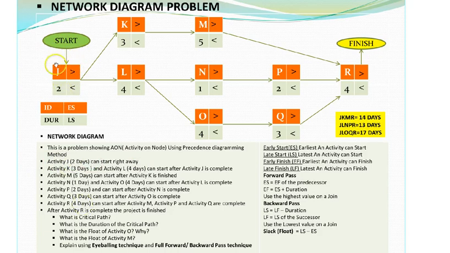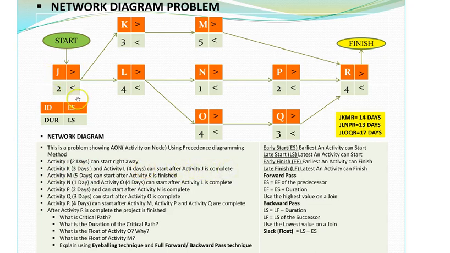So I will make a box or a node with the activity J. I put in 2 days, which is right here. And the next one is activity K. Now it says activity K, the duration is 3 days. And activity L, the duration is 4 days. Now these 2 activities can start only after activity J is complete.